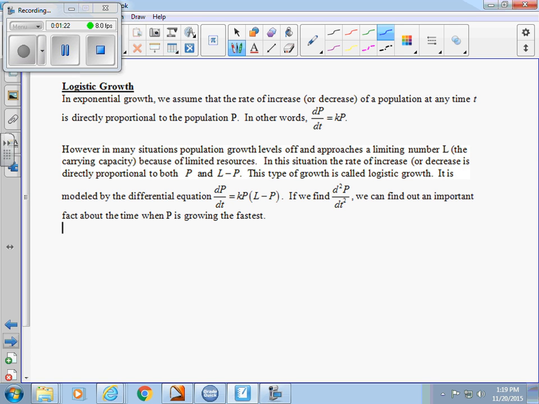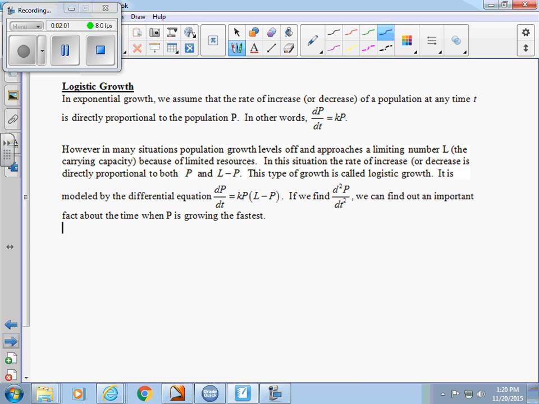L is considered the limiting factor. I think on the next slide it might be called M instead of L. Don't get caught up in the letters, but that letter is called the limiting factor. In this situation, the rate of increase or decrease is directly proportional to both P and L minus P. So you get a differential equation that's a constant times P times the limiting factor minus P, where P is the population. And oftentimes we'll want to find a second derivative to find out what time P is growing fastest.